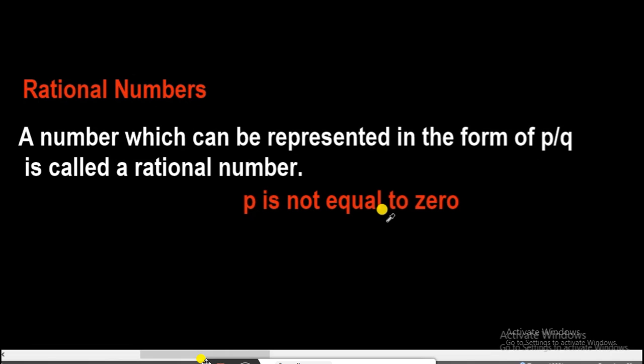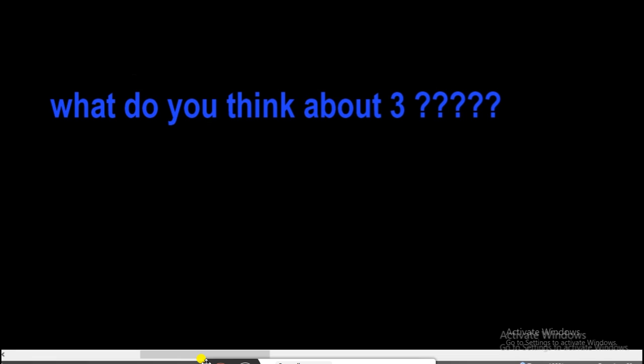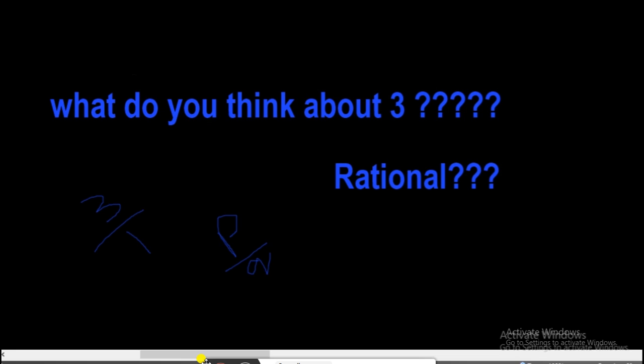Any rational number can be written as p by q, and the only restriction is q can't be equal to 0, since division by 0 is undefined. Now, a natural number is a rational number. What do you think? Is 3 rational or irrational? 3 can be written as 3 by 1. It can be written in p by q form. So 3 is a rational number.